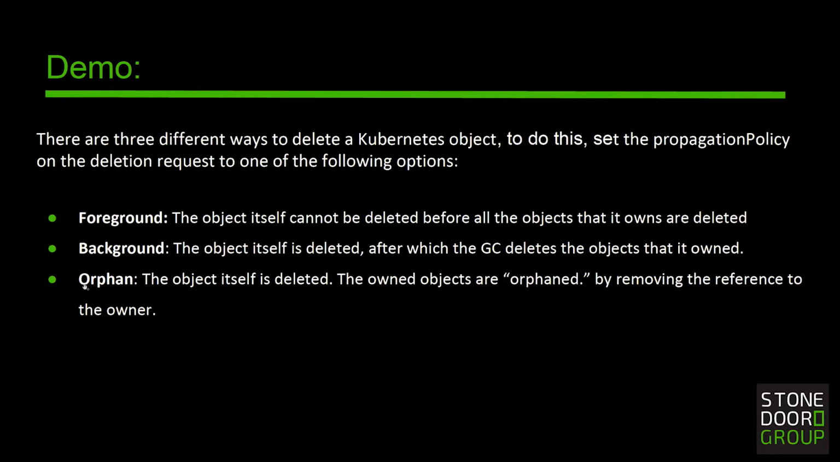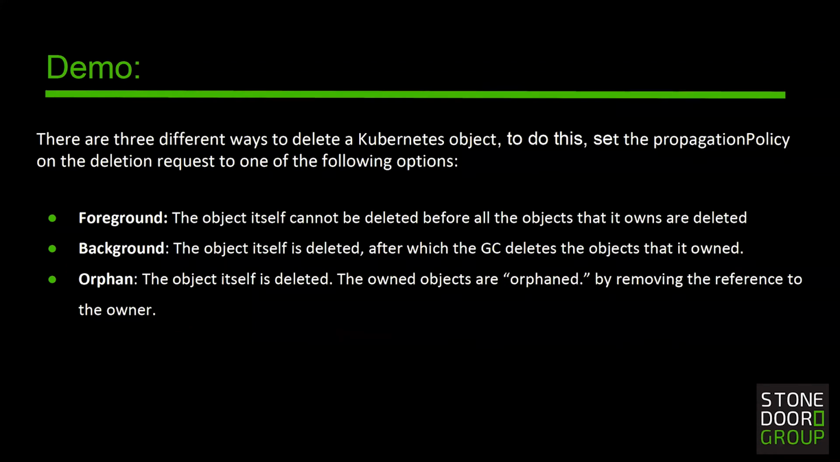Now, these three different ways to delete them, we do this by setting this propagation policy on the deletion request to one of the following options. For foreground, the object itself is not deleted before all of the objects that it owns are deleted. For background, the object is deleted, and after this, garbage collection will delete the objects that it owned. And then, of course, we have the orphan option, right? So the object is deleted and the owned objects are orphaned. So we removed that reference to the owner.